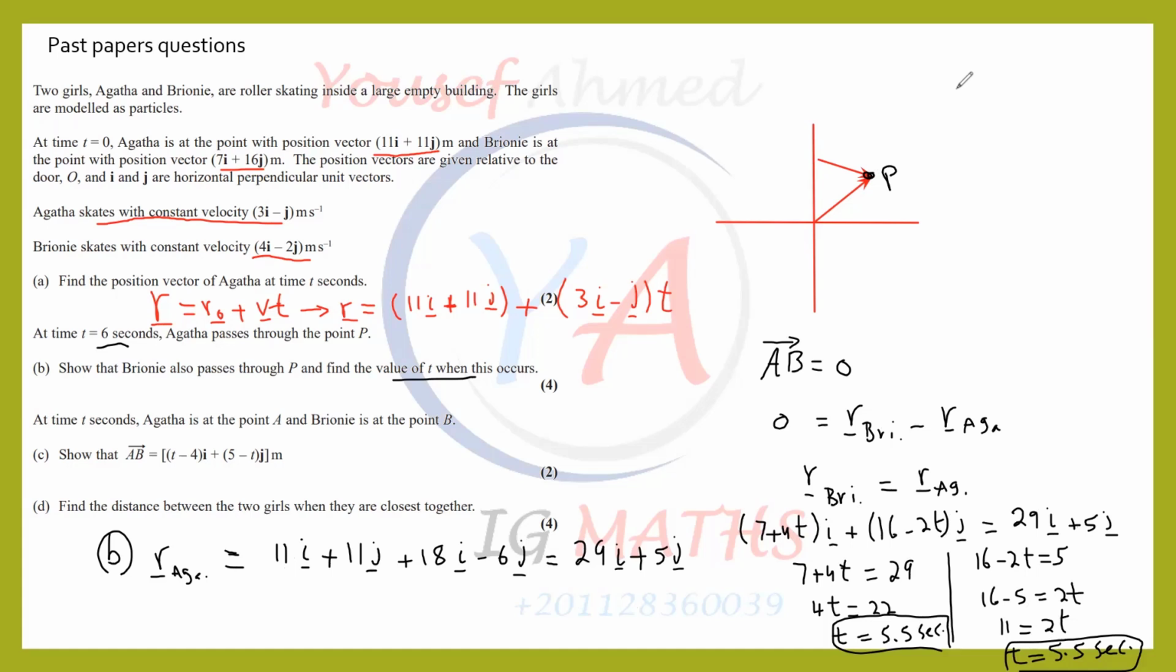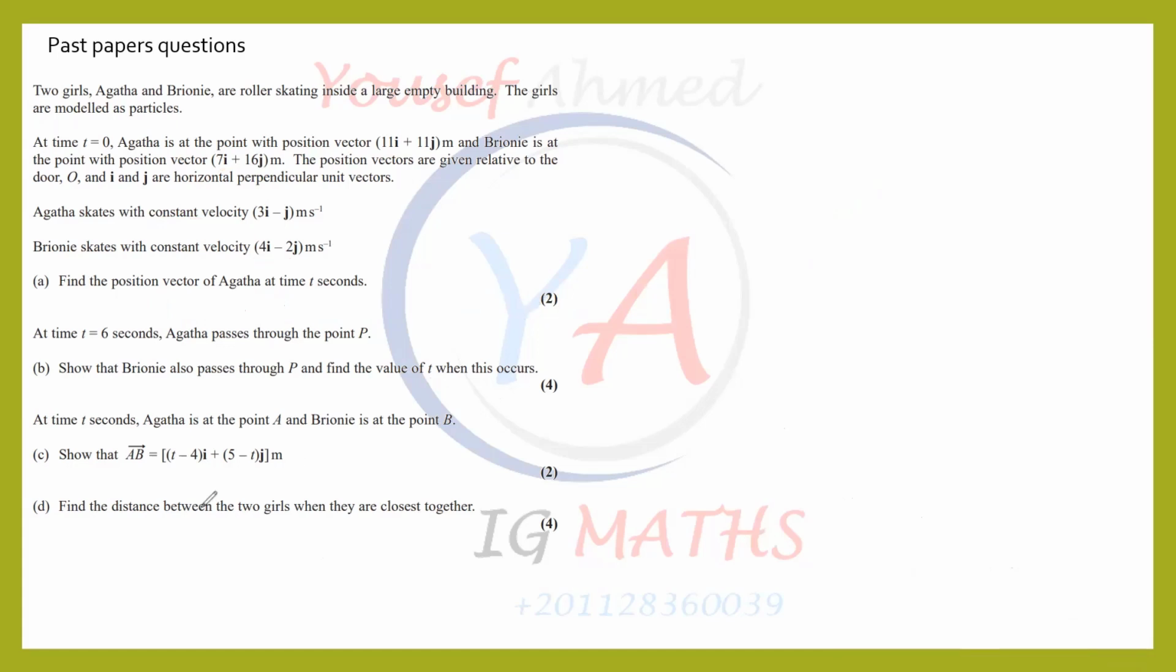Let's see point C. We need to know now at time t seconds, Agatha is at point A and Biruni is at point B. So now they are in two different positions. If we have the grid here, for example, the new position vector for Agatha is, for example, here, and for Biruni is here. So they are in two different places. We need to know the distance between them.